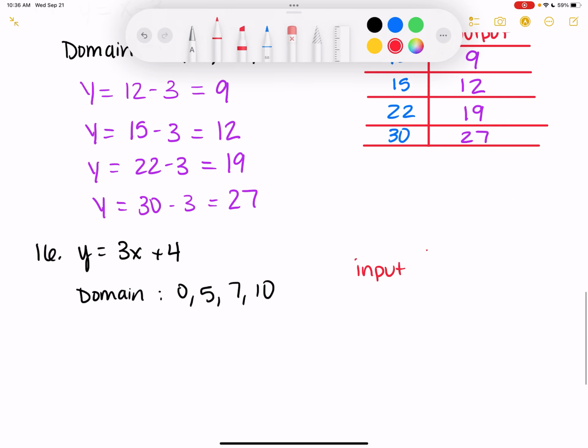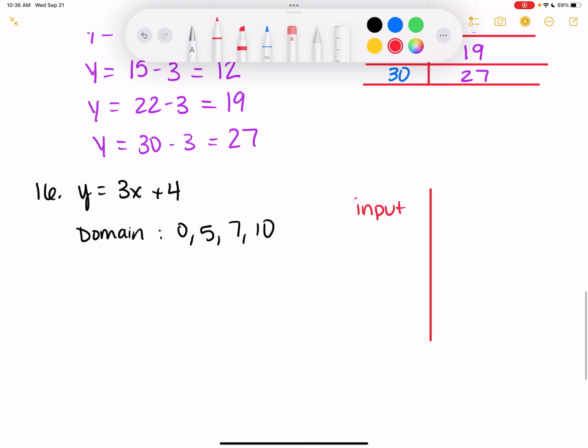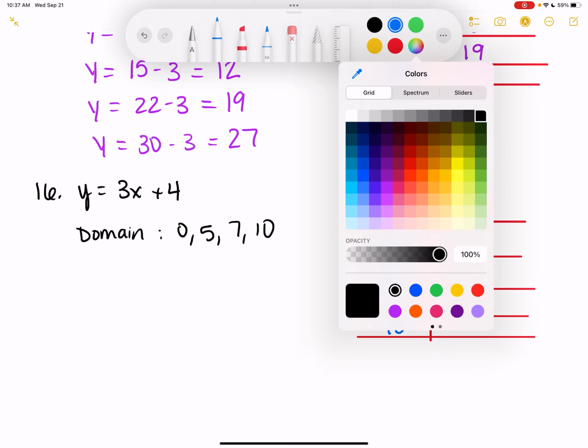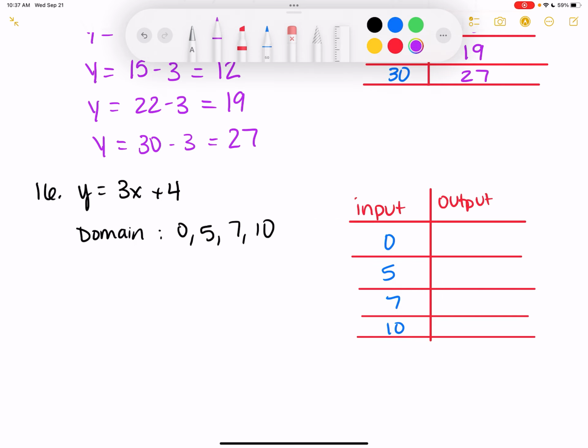Input, output. So then in the input column, I'm just going to go in order 0, 5, 7, 10. And then just like in the last one, I'm going to plug in each of the values and solve them. So I'm going to start with 0.